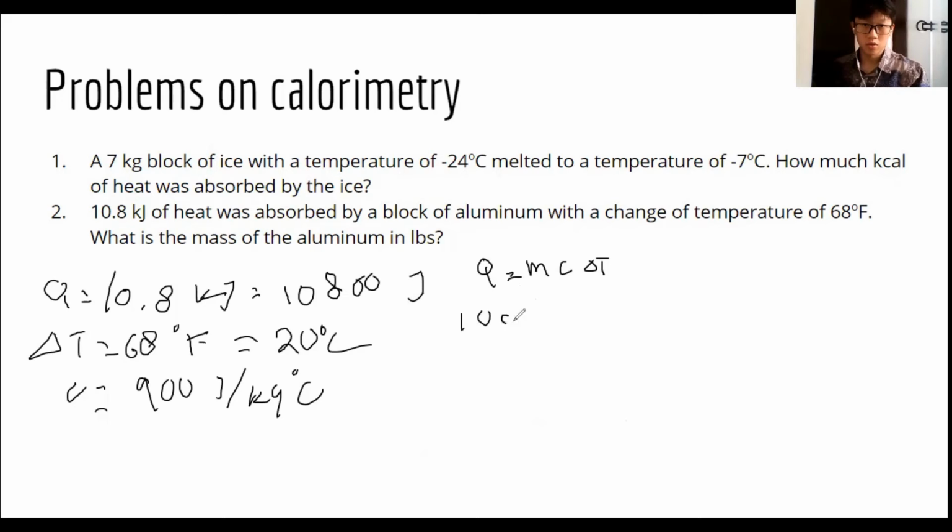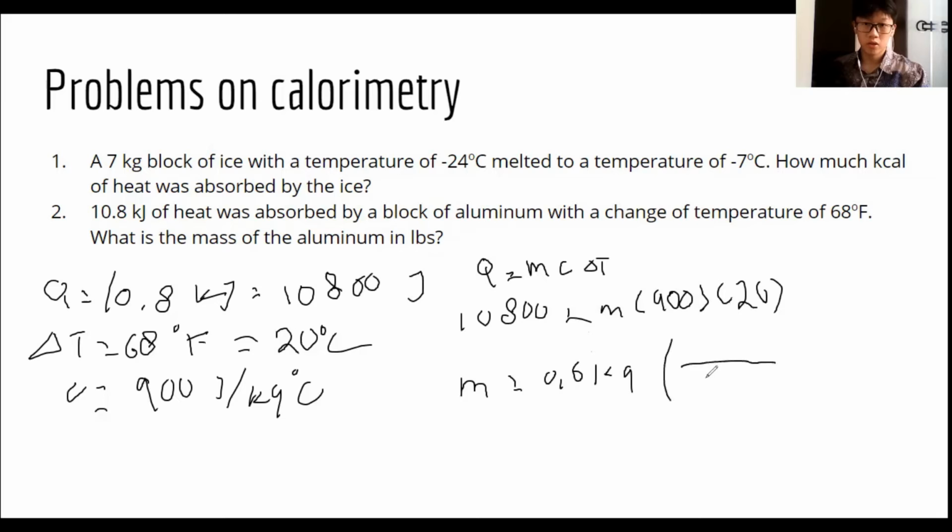So 10,800 is m multiplied by 920. So we divide 920 from this side to this side. So the mass will be 0.6 kilograms. And this is not the final answer. We need to remember that it is asked in pounds, so we convert it.